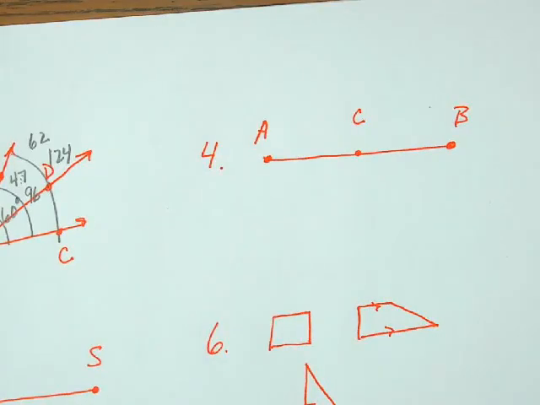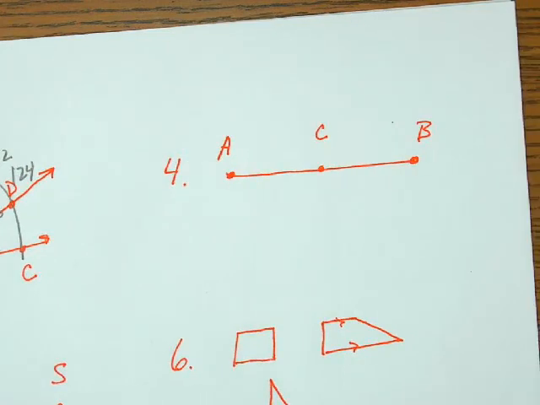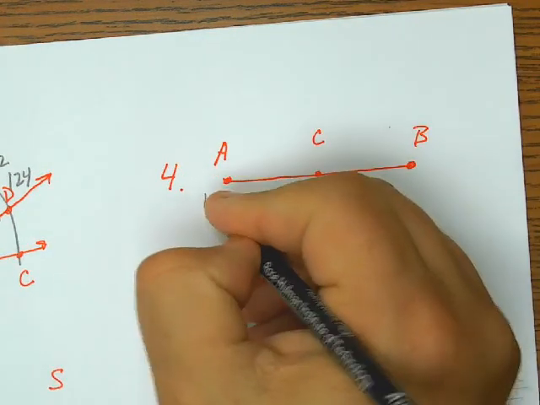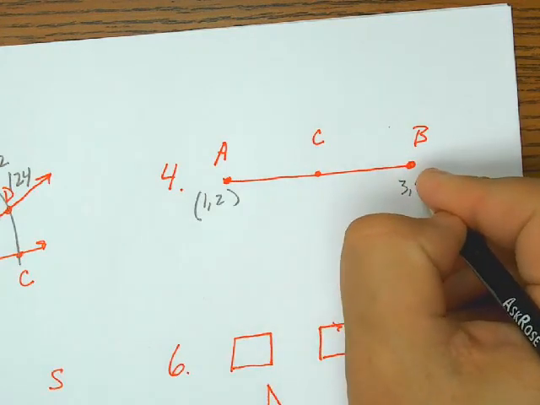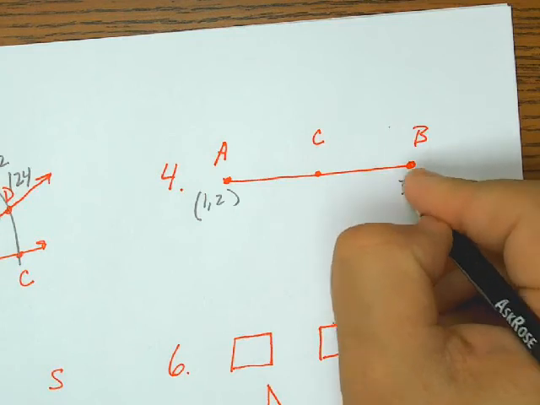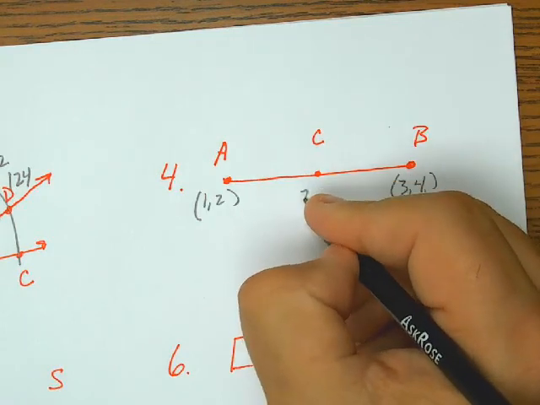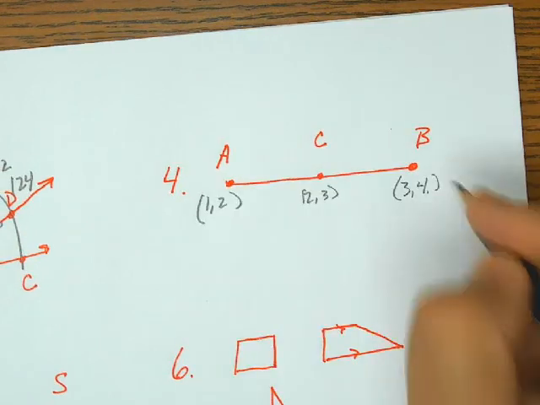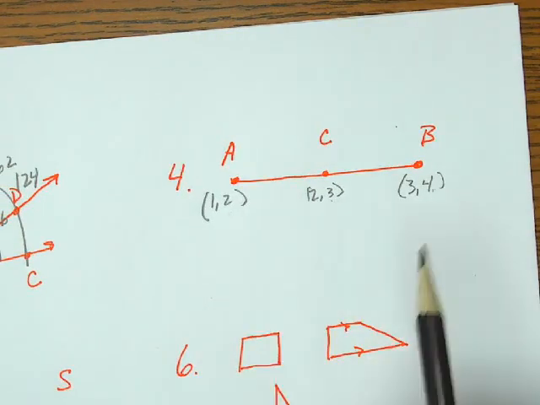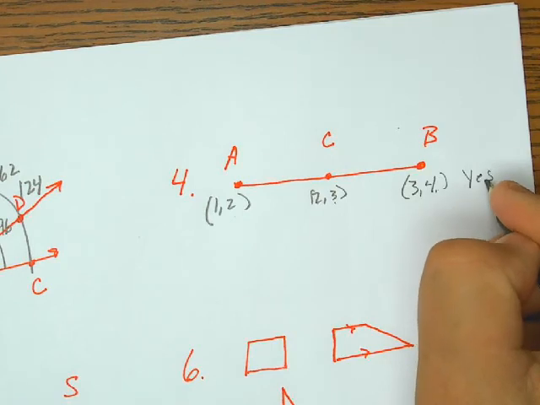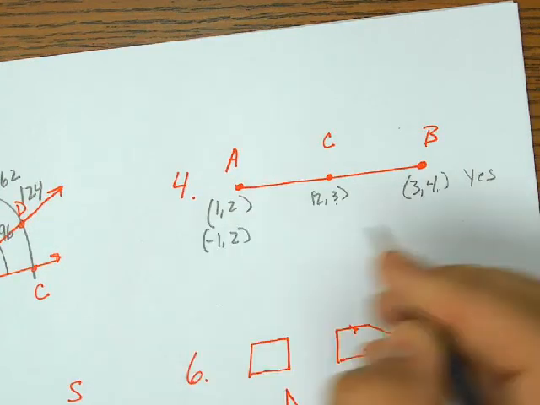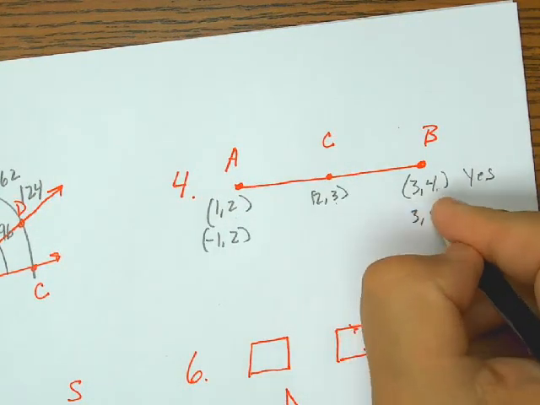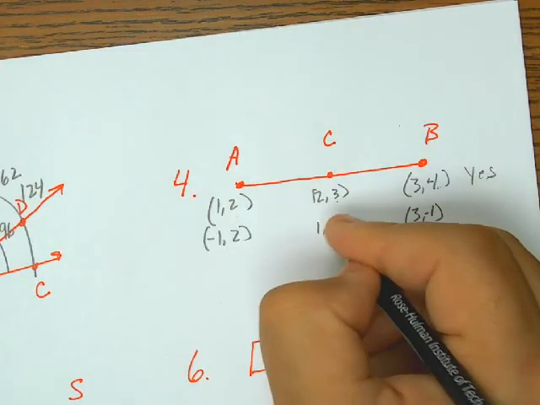It says, is the point C the midpoint of the line? Select yes or no for each statement. If A is 1, 2, B is 3, 4, and C is 2, 3. Is 2 half of 1 and 3? Yeah. Is 3 half of 2 and 4? Yeah. So that would be yes. All right, now let's go -1, 2, 3, -1, and 1, 0. Let's check.